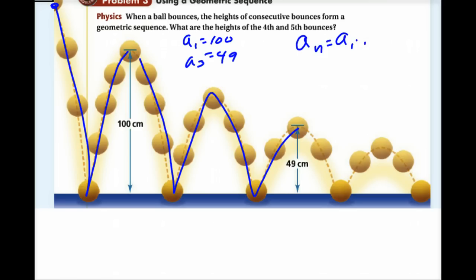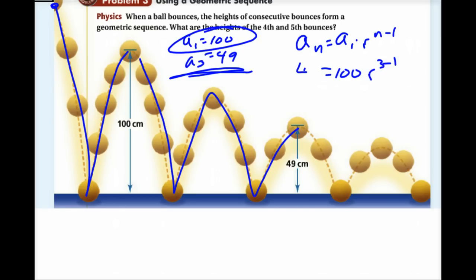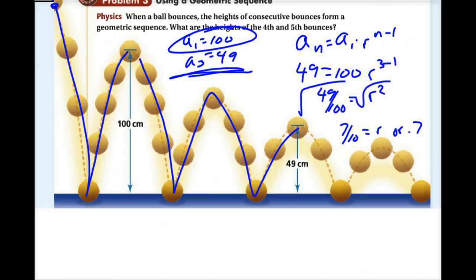A sub n equals A1 times R to the n minus 1. A1 is 100, just wrote that down here. What does this tell me? It tells me when I plug in 3, I should get 49. So I've got R to the 3 minus 1, that's R squared. I'm going to divide the 100 over. Hopefully you're okay with that move. So I got 49 over 100 equals R squared. The square root, and I get 7/10. R is 7/10. Or you could say 0.7.